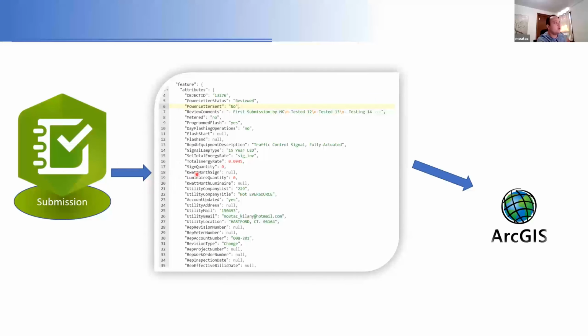Once submitted, Survey 1 2 3 sends a JSON file that contains all question names with the values submitted for each question. And these values are broken down on the ArcGIS server and stored to the ArcSDE database. So that's how it normally works.